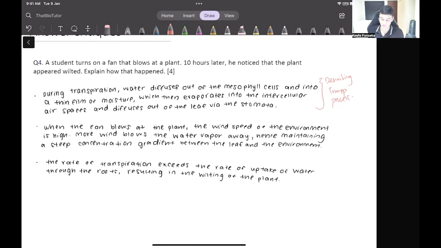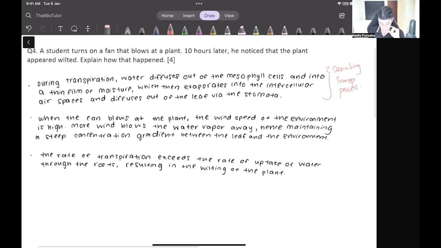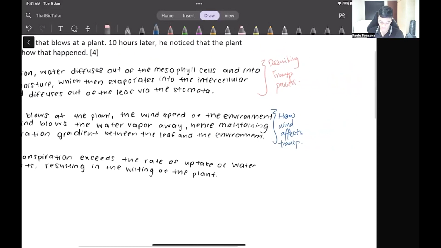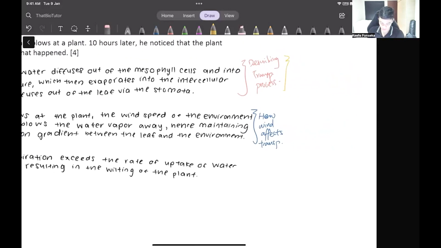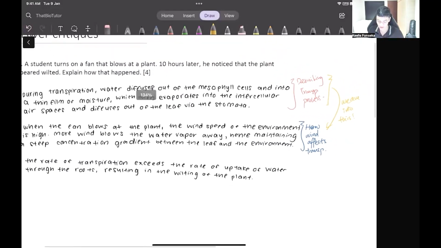Whenever you see background info in the answer, it's usually a bad sign because background info is generally quite vague and it's not targeted at answering the question. Okay, so never phrase your answer as background info. You should always have a purpose. Okay, a very clear purpose to the marker. Then you see the second point. When the fan blows at the plant, then blows water vapor away, steep concentration. So actually the solution would be if this student took this stuff and weaved it into this answer. Okay, so if they combine this, then it would be good.